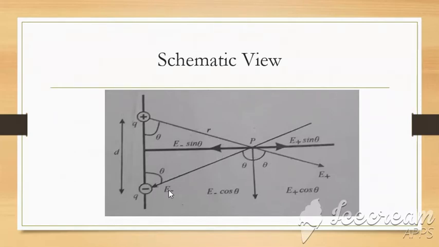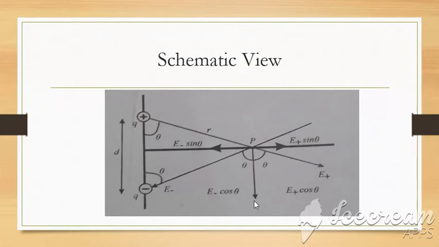Now look at the second right angled triangle. Here this is due to E negative. The E negative vector is resolved into its components. Here are E minus sine theta and E minus cos theta. You can see that E minus sine theta and E plus sine theta are equal in magnitude but opposite in direction. So as a result, these two are cancelled out.